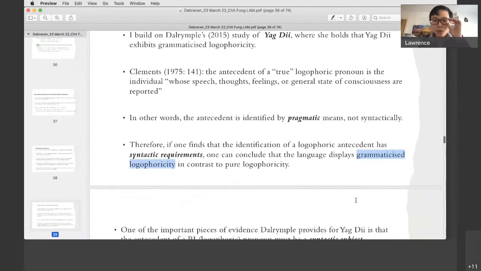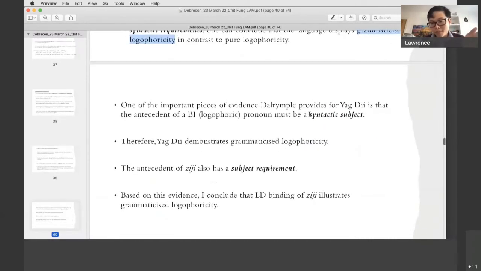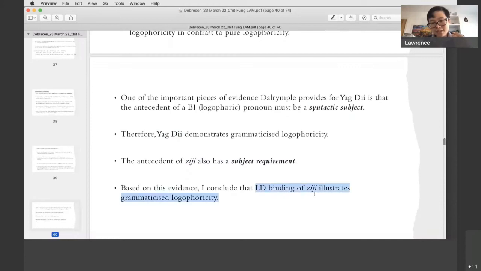So what are the syntactic requirements? One of the requirements could be a syntactic subject requirement, which means that apart from obeying the discourse condition of logophoricity, the long-distance binding itself also has a subject orientation, and that's what Yadi shows, and at the same time, that's what Ziji in Chinese shows as well. Therefore, I would conclude that the long-distance binding of Ziji exhibits grammaticized logophoricity.